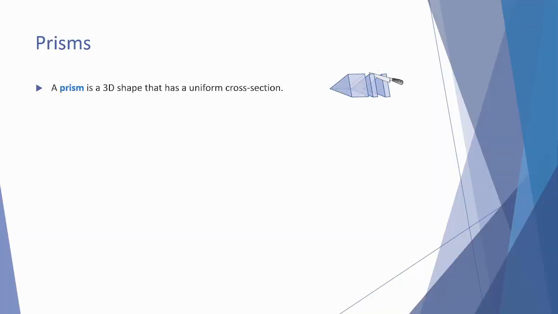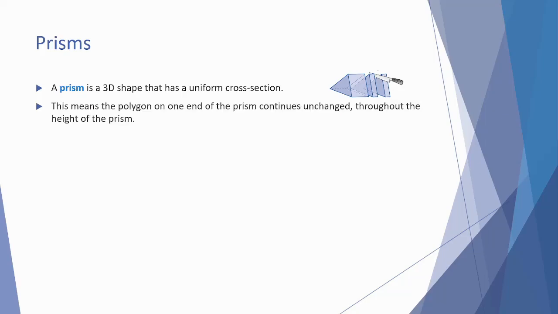So a prism is a 3D shape that has a uniform cross section. If I cut it at different points, I will see the same shape throughout it. So my triangular prism I cut up into smaller and smaller triangles. This means that the polygon on one end of the prism continues throughout that prism unchanged. And we call the distance from one end to the other the height of the prism.